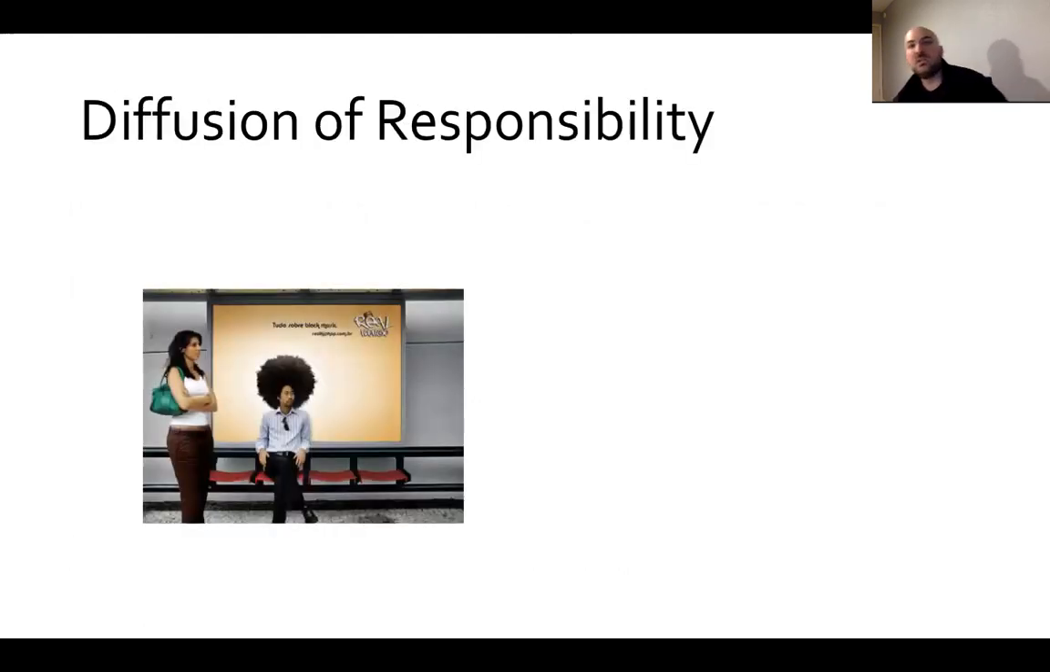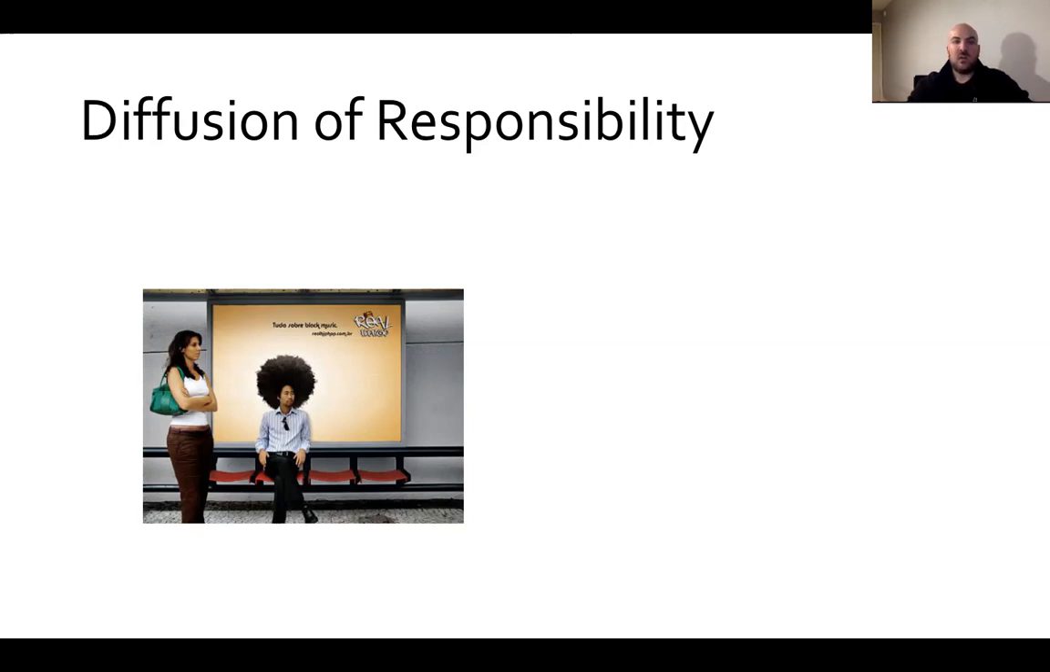So Darley and Latané, a couple of social psychologists, found two potential psychological mechanisms, like two potential reasons why people will see someone getting murdered or in need of help, but not always offer to call the police or go down there and see if this person's okay. The first reason I want to talk about is diffusion of responsibility.